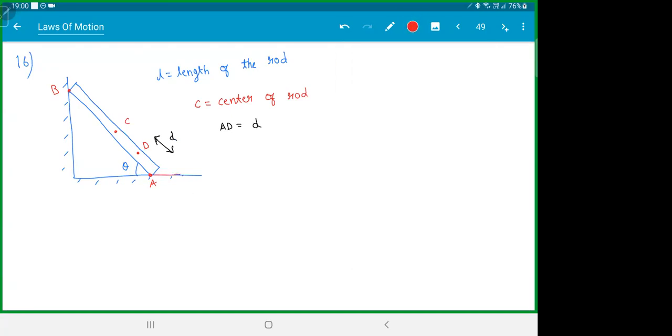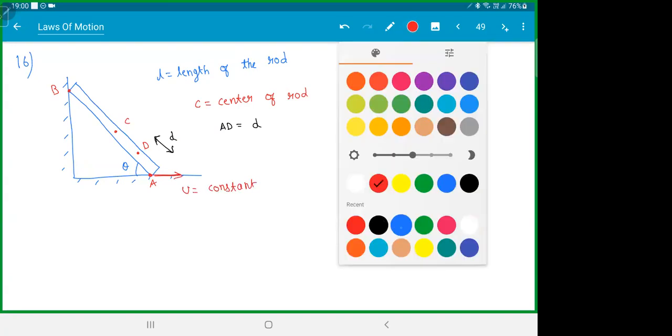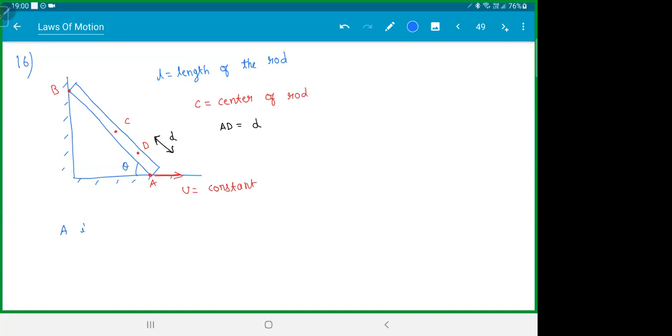Now someone is pulling this point A horizontally with a constant speed U, and B is always in contact with the wall. B won't fly away.